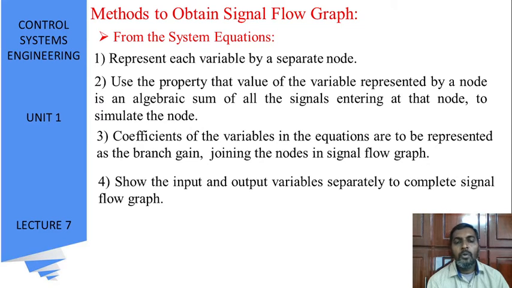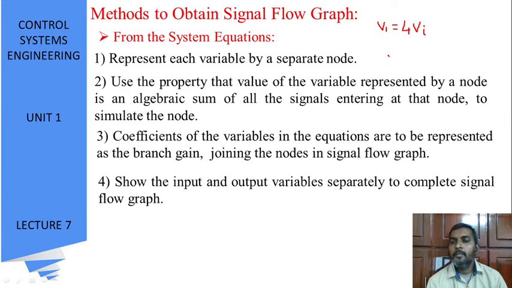particular node. So the coefficients of the variables in the equations are to be represented as a branch gain joining the nodes in the signal flow graph. Coefficients of the variables, for example V1 is equal to 4 into Vi. I'll take the example. For example, they have given that V1 is equal to 4 Vi. So I need to represent this in terms of a signal flow graph.